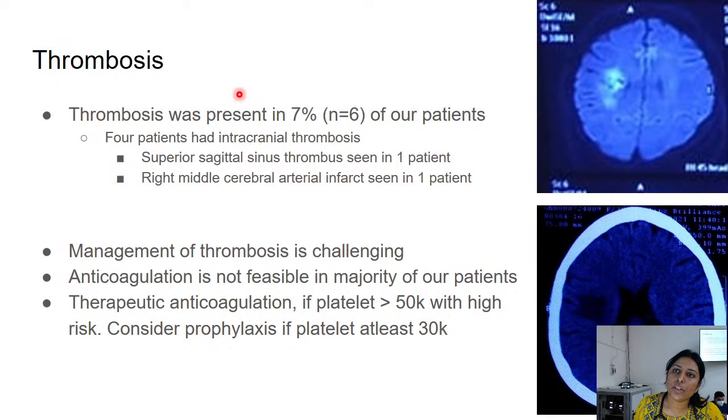The other component of coagulopathy, which we all know in APL, is thrombosis. However, it is not reported as often as bleeding manifestations. We saw around 6 patients who developed thrombosis, of which 4 had intracranial thrombosis. One patient had a superior sagittal sinus thrombosis, and 1 patient had a right middle cerebral artery infarct. Management of thrombosis in APL is extremely challenging in view of thrombocytopenia and DIC. We can consider therapeutic anticoagulation if platelets are more than 50,000 with a high risk of bleeding. Prophylaxis can be given if platelet counts are more than 30,000.